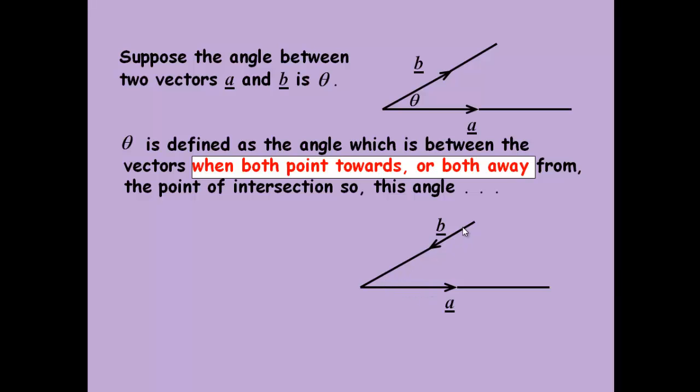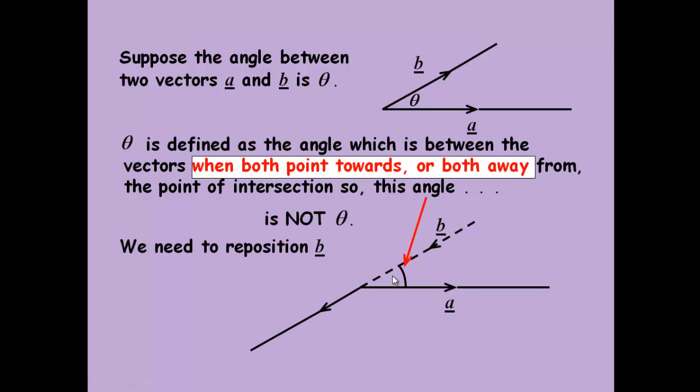In this example here, they're directed in different ways, and here the angle between the vectors wouldn't be defined as this acute angle here, but if we continue one of the lines like so, we now have this obtuse angle where the vectors are pointing away from the vertex. It also works if both are pointing towards the vertex, but they must be pointing in the same direction. The vectors must be directed the same way, either into the angle or away from it.